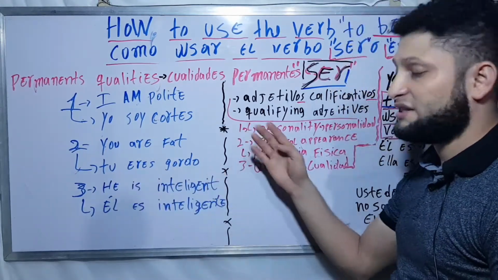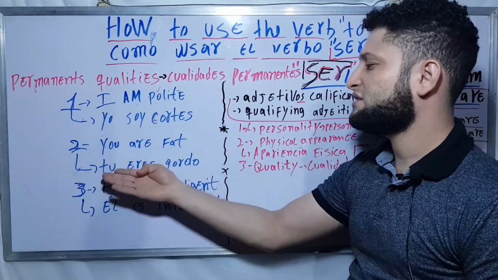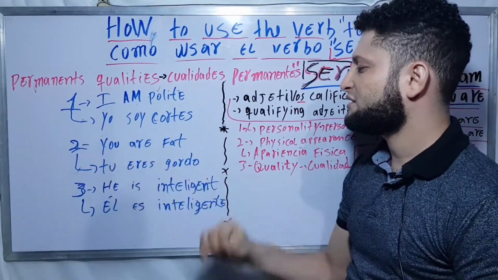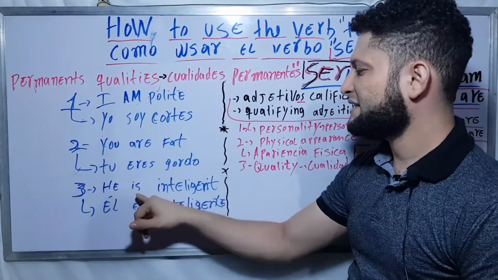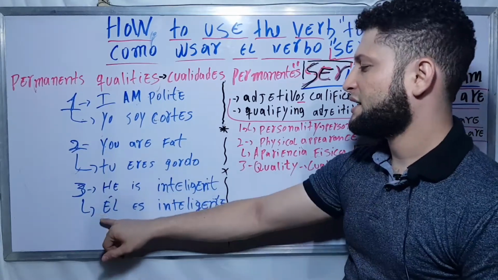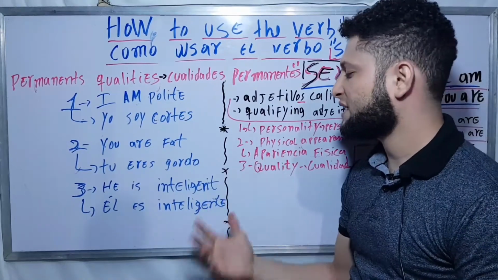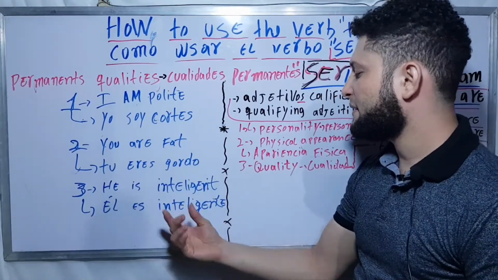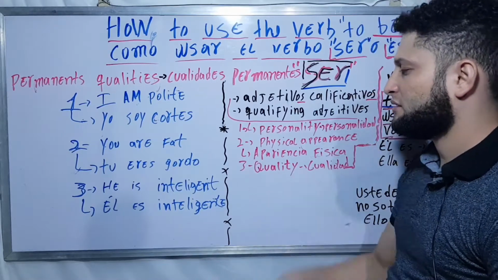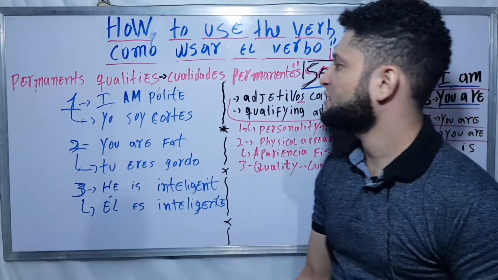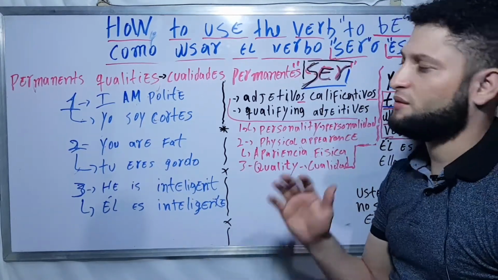This is physical appearance. Maybe it's not something good, but it's physical appearance. Tú eres gordo. He is intelligent. Él es inteligente. In this case is a certain quality. Okay. So now with the second one.